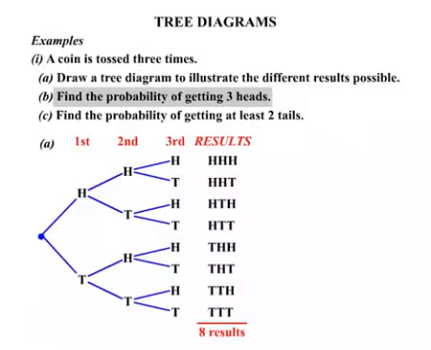Now we can start answering some questions. We need to find the probability of getting 3 heads. Well, the probability of head, head, head, let's have a look. It only occurs once out of 8. So the probability is 1 out of 8.